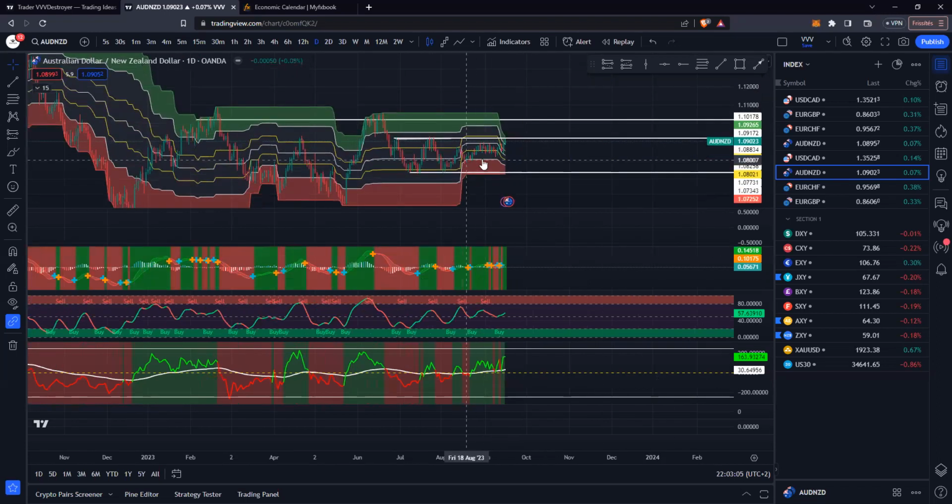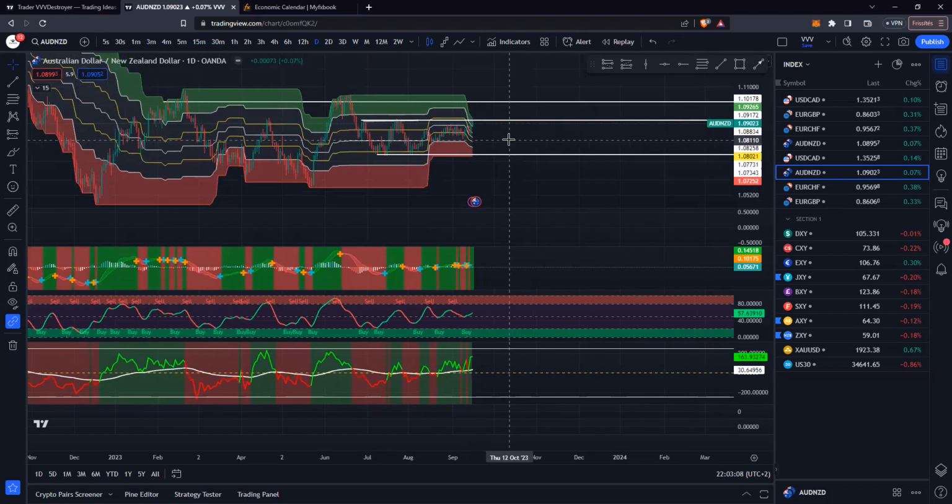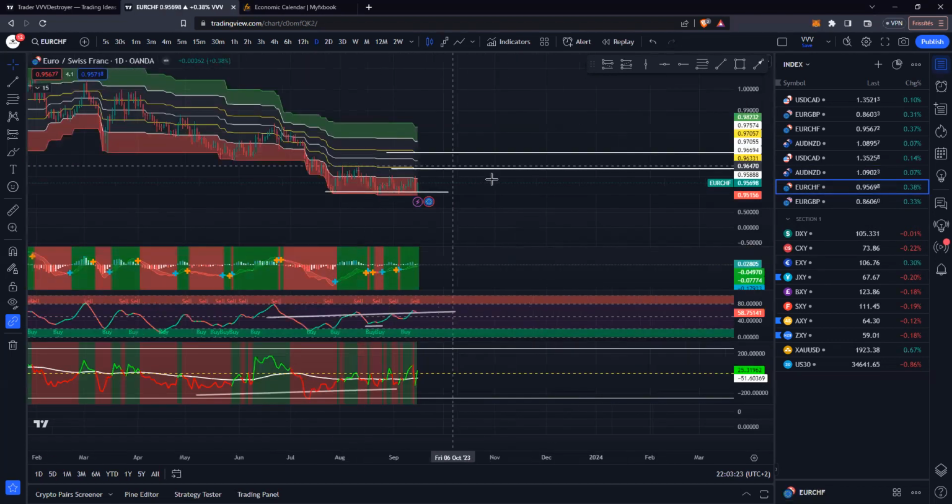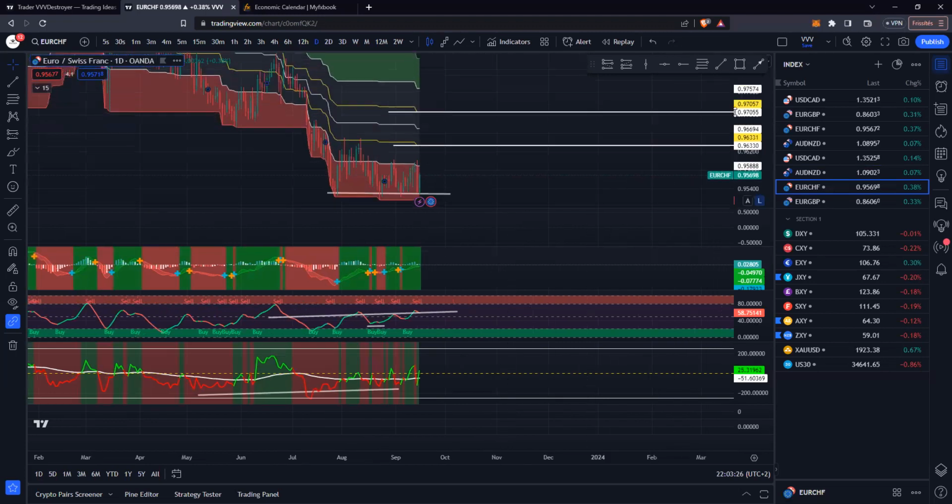And also I have to say next week there will be a crazy week because there will be lots of interest rates, so there will be enough volatility in the market. Okay, the Euro CHF, we reached the bottom.